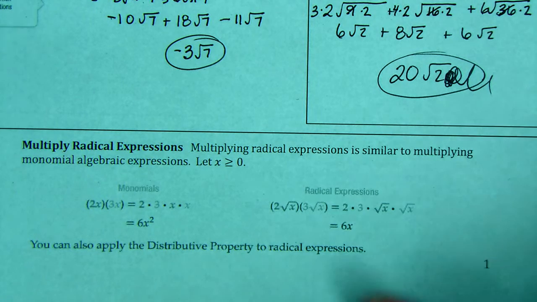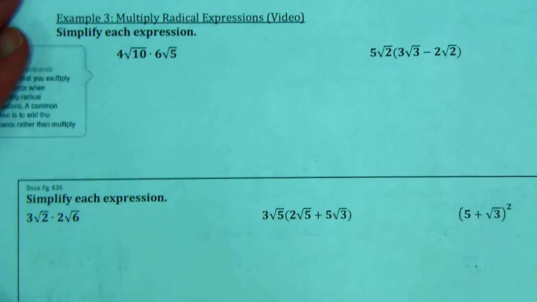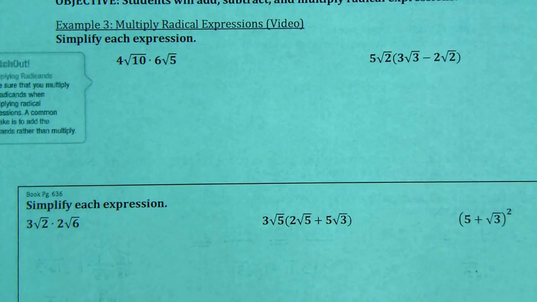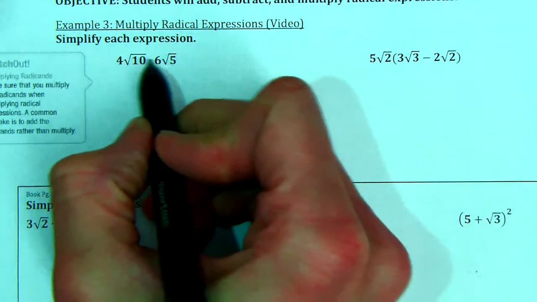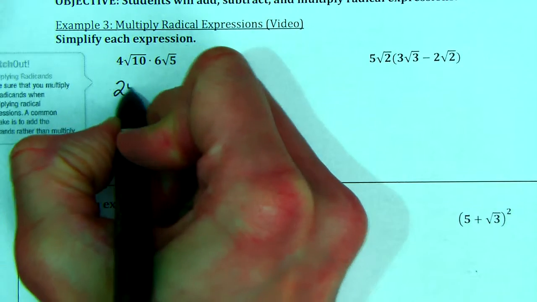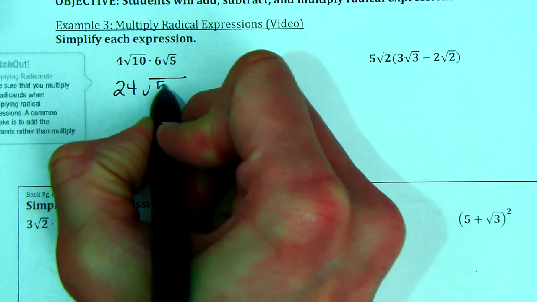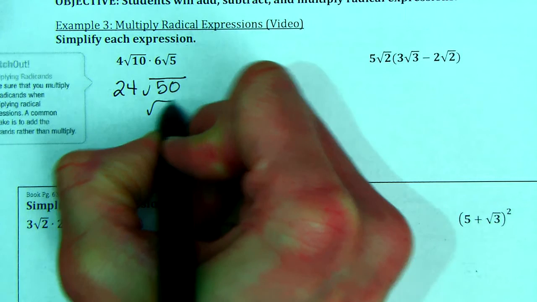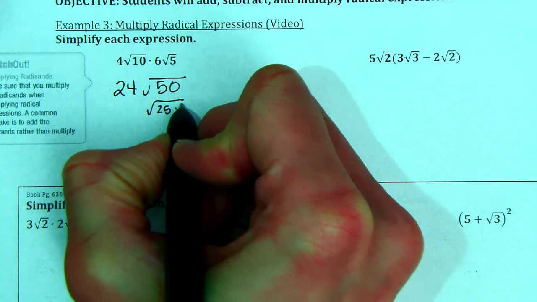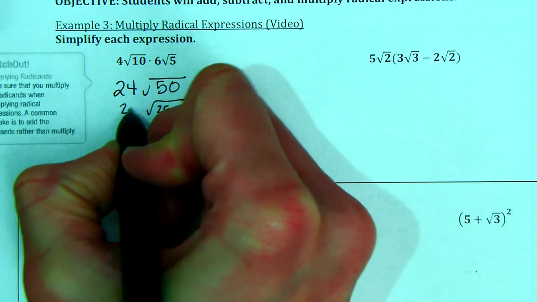All right, so let's flip her over and see what we've got here. Okay, how about this one? So 4 times 6 is 24. And 10 times 5 is 50, which I can then take out 25 times 2 and make that a 5 out front. So I got 120 times the square root of 2.